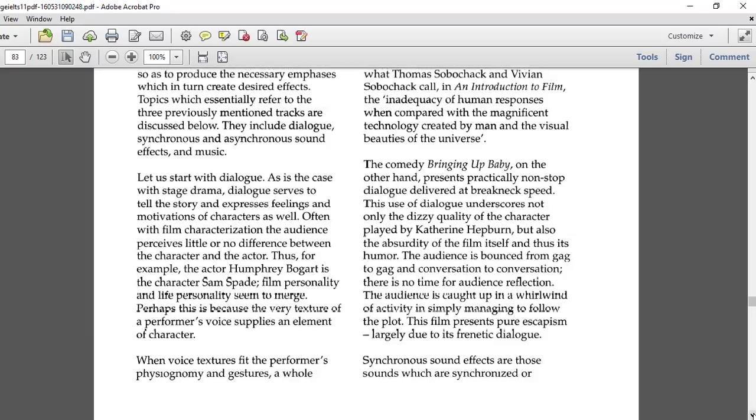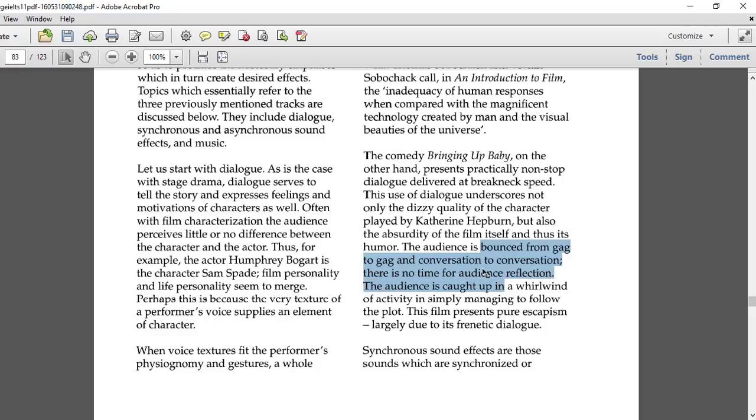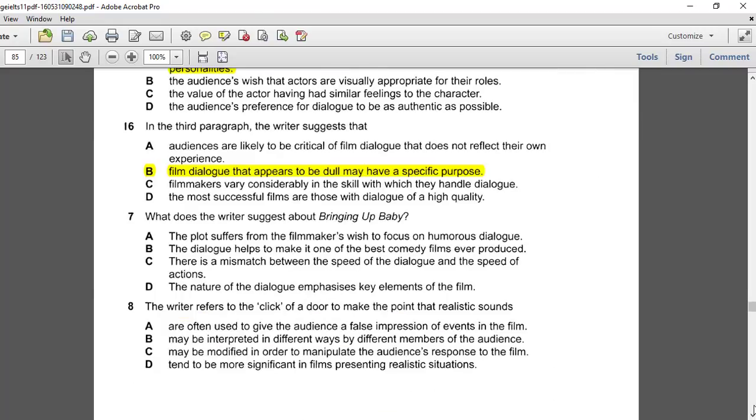Let's move to the comedy Bringing Up Baby, on the other hand, presents practically non-stop dialogue, delivered at great speed. This use of dialogue underscores that, but also the audience is bounced from gag to gag and conversation. This time, there is no audience reflection. There was no time, caught up in a whirlwind, simply managing to follow the plot. The film presents pure escapism. Okay, frenetic dialogue. Frenetic means very speedy. So I think the dialogue was very speedy. This is what the writer is trying to tell us.